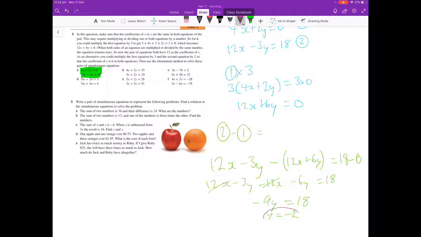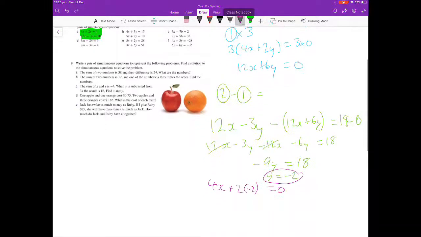Of course, this is Moises' favourite part. We're going to take that number and shove him back up into one of those original equations. Choose whichever one you like. It should work for both. And we will end up with our answer.